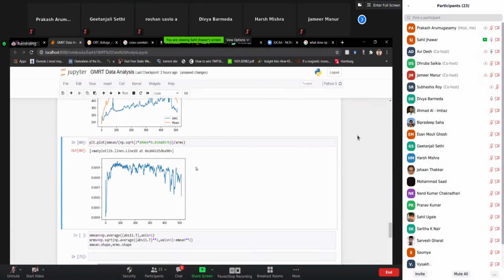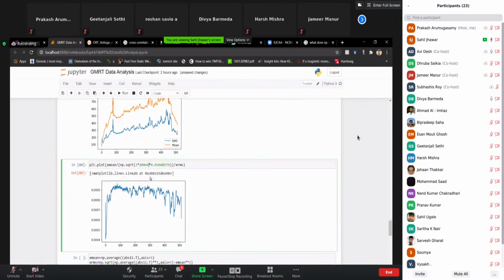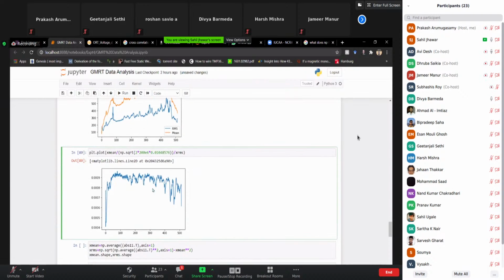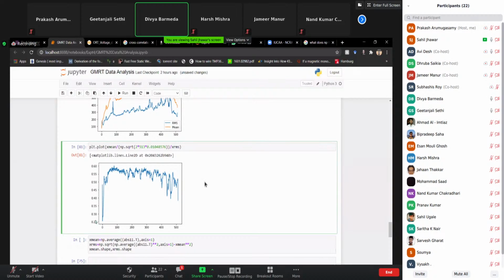Your e to the power 6 is probably causing the trouble. It depends on what units you're putting that in. Sir, it's megahertz. No, it's not 200 megahertz. It's the channel bandwidth, so divide that by the number of channels. 512. No, it is bandwidth divided by the number of channels, Sahil.